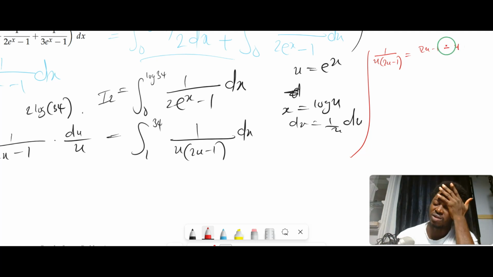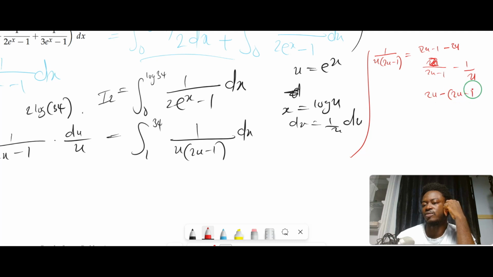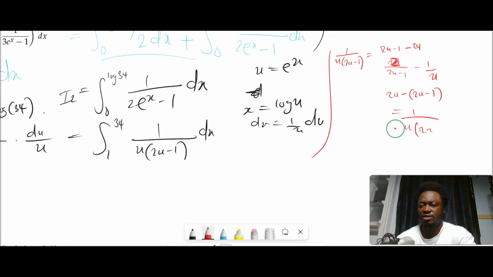Okay, so that would not work. What about 2u? Then you have 2u minus 1 over u. Okay, not 2u, rather, it's going to be just 2. So let's say we have just 2 here. If we do this, what works? Notice that this will become 2u minus (2u minus 1), which is going to be 1 over u(2u minus 1). So we have found the partial fraction decomposition.